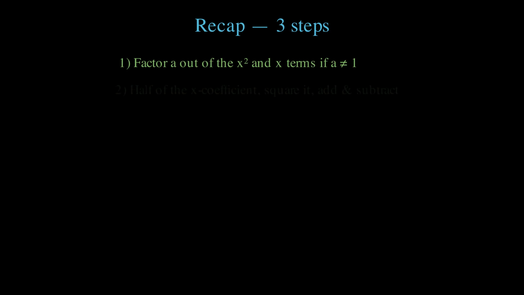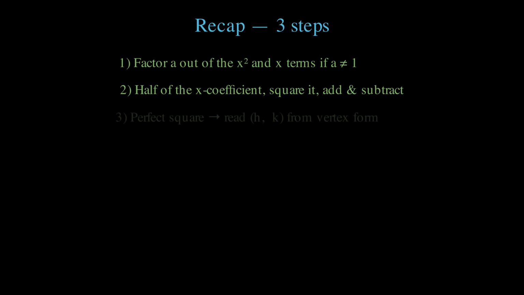Quick recap, 3 steps. Step 1, if a is not 1, factor a from the quadratic part first. Step 2, take half of the linear coefficient, square it, then add and subtract that square. Step 3, fold the perfect square, simplify constants, and read h and k.